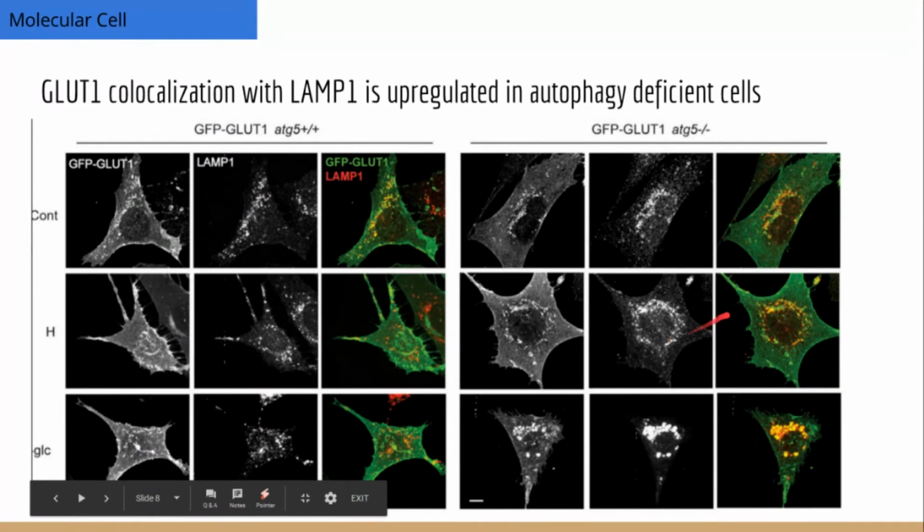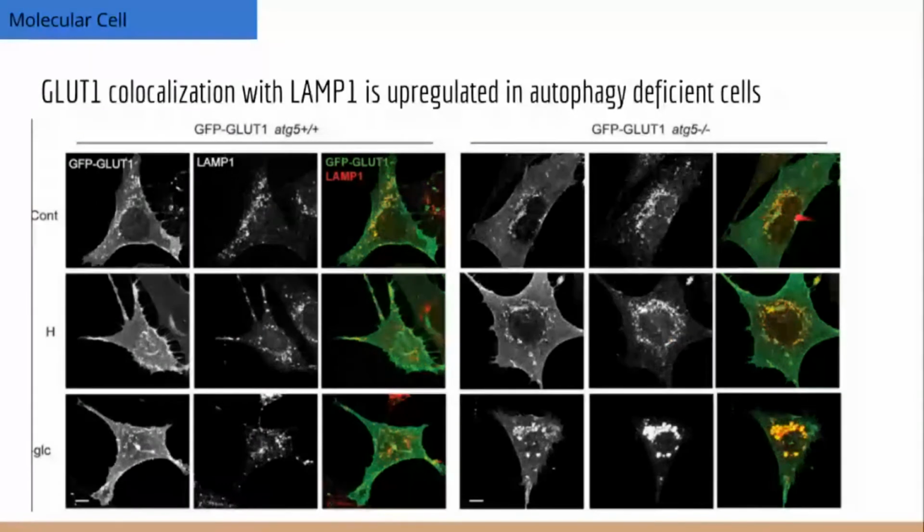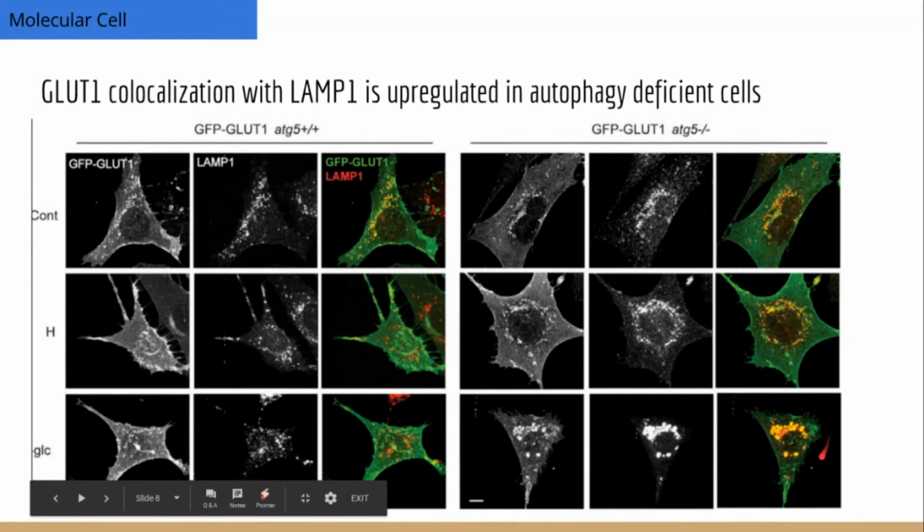In contrast, you can see autophagy deficient cells, you see tons of yellow. I mean, just look at this glucose deprivation panel right here. Glucose is gone, so they need to import glucose, and look at all the yellow. This indicates LAMP1, GLUT1 colocalization and massive degradation of GLUT1 right when they need it. Not a smart life decision.